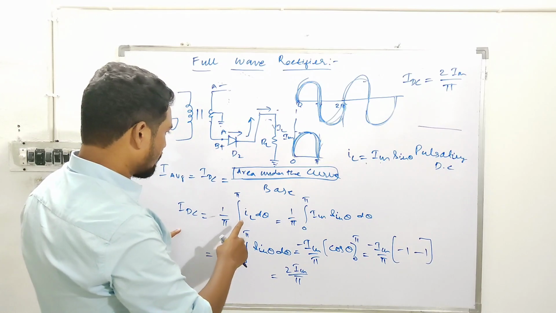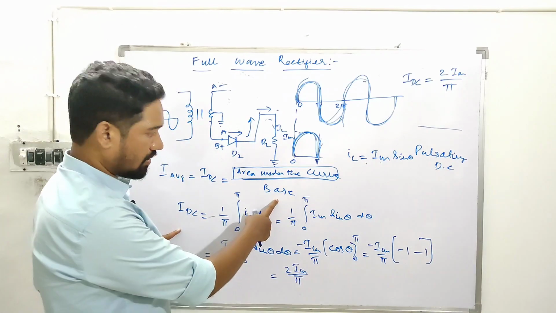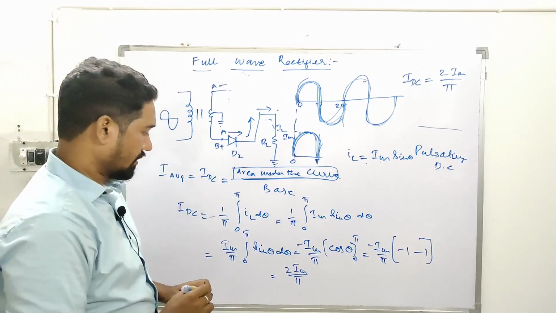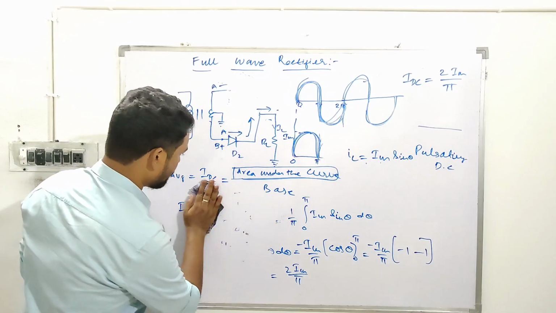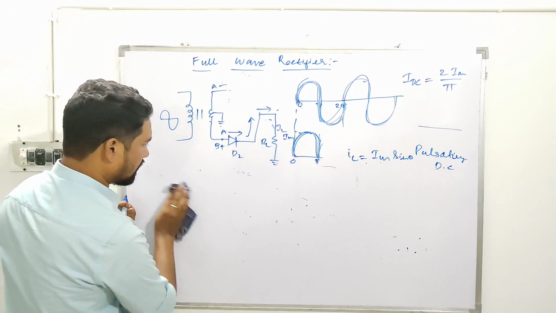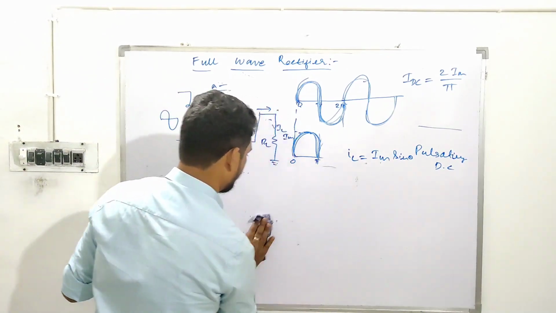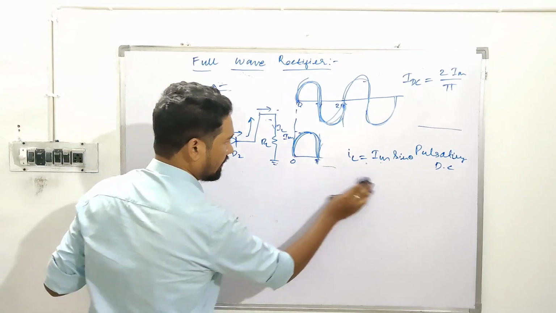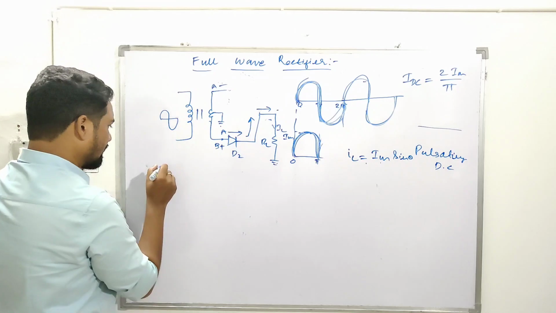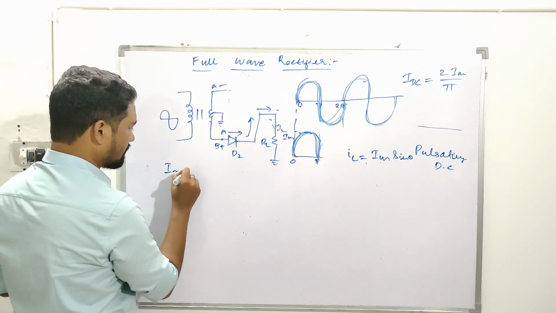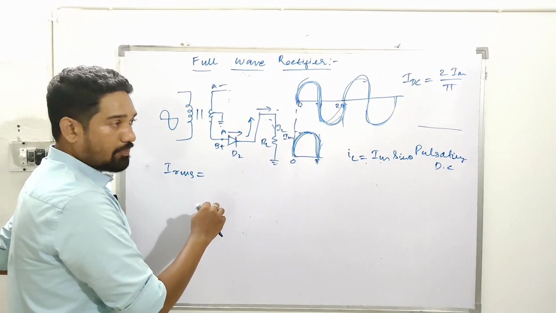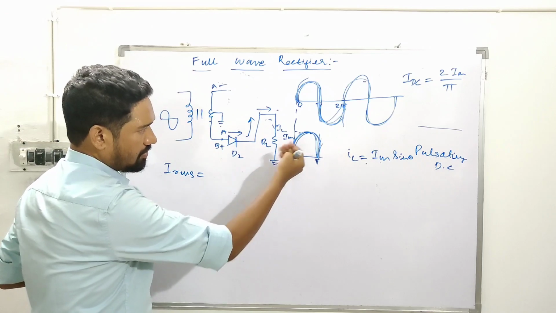What is that formula? Area under the curve upon base will give us the DC current existing in the pulsating DC. The next important parameter to be evaluated is what amount of AC is existing in the pulsating DC. That is given by IRMS. When we evaluate the RMS value of this current, that will give us the AC component still existing in the output.